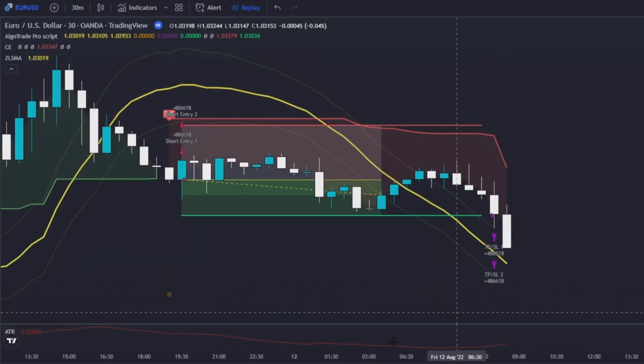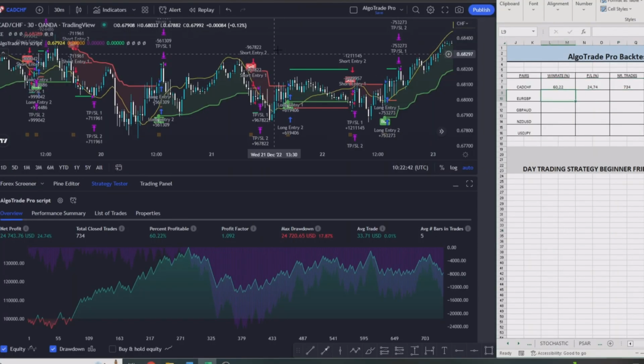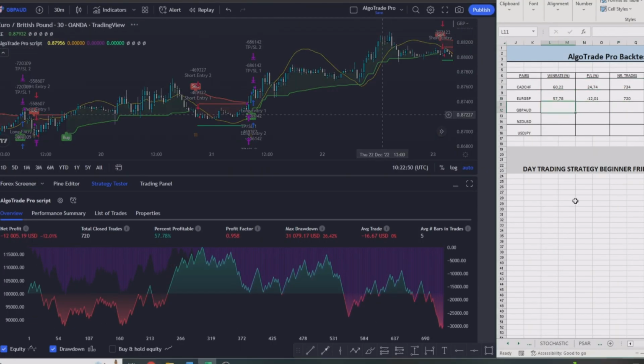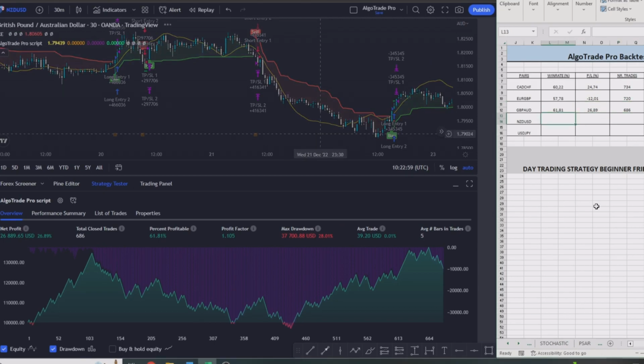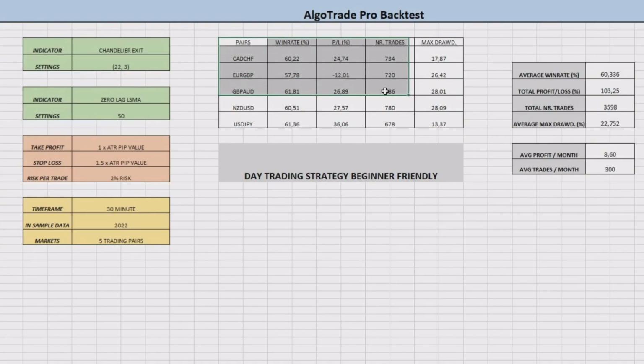Will the results be good? Let's start the backtest to find out. Here are the strategy's backtest results. The number of trades was about 3,600, the win rate was 60.34%, the profit was 103.25%, and the average of the max drawdown was about 23%.